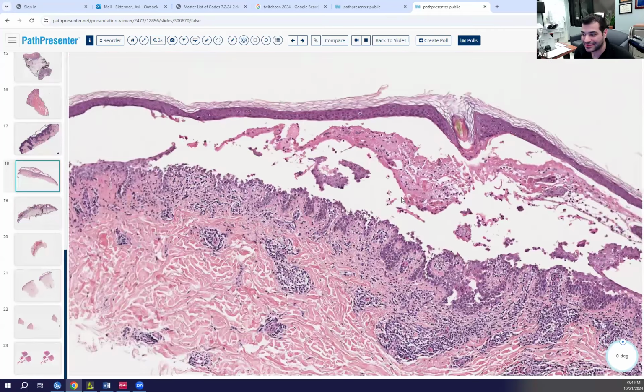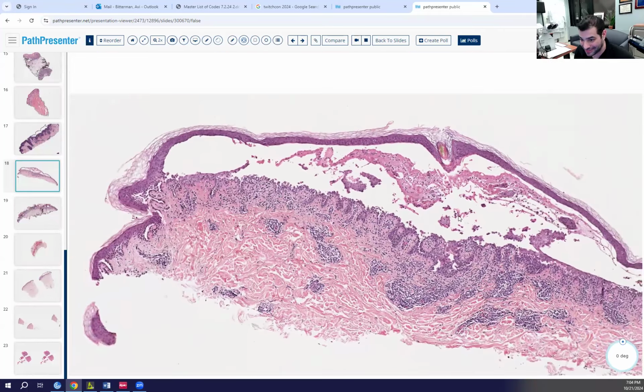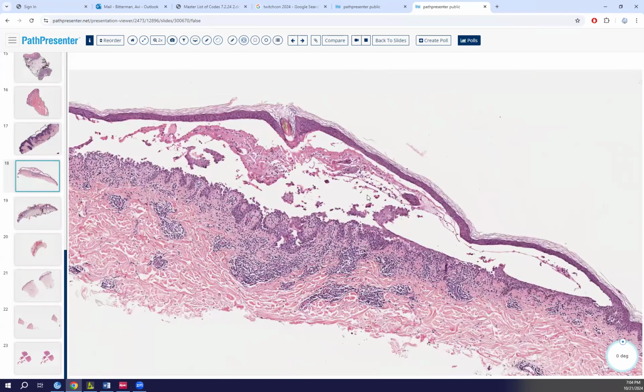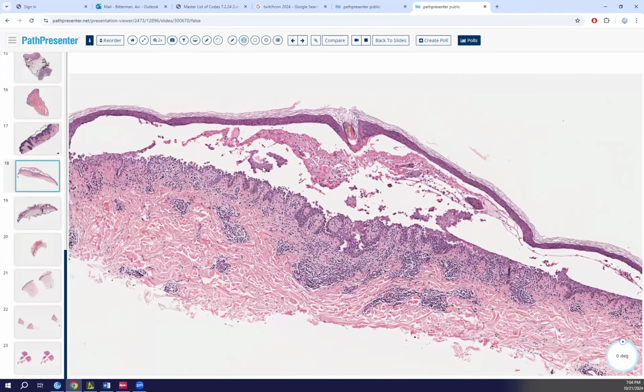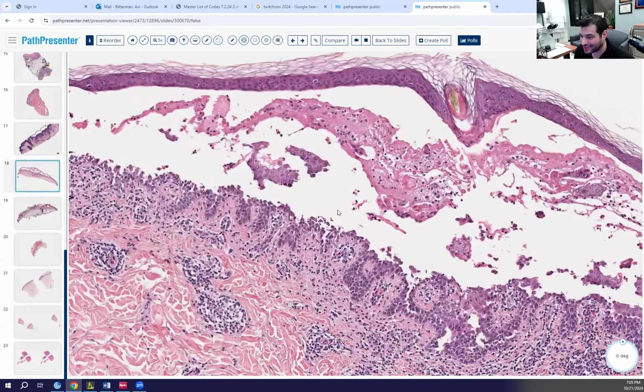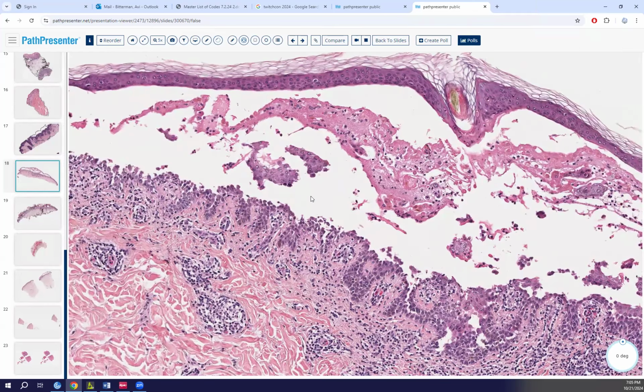But what are we seeing? There's the split, right? Where's the split? Above the basal layer, but not subcorneal. Yes, so we call that intraepidermal. Is a hair follicle involved?